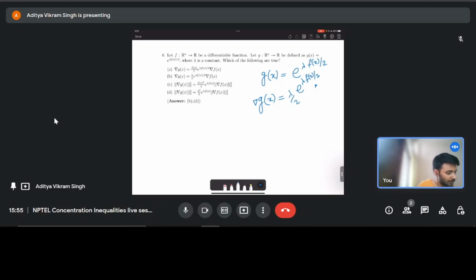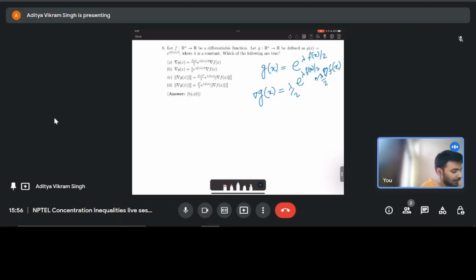Now we take the derivative of the exponent with respect to x. We have this lambda by 2, and now we take the derivative, so we have the gradient of f(x) times lambda by 2. By the chain rule, this will be the gradient of g(x).